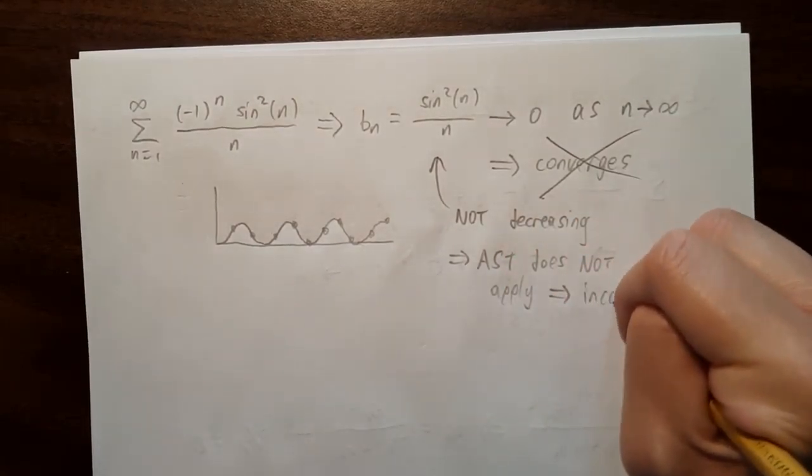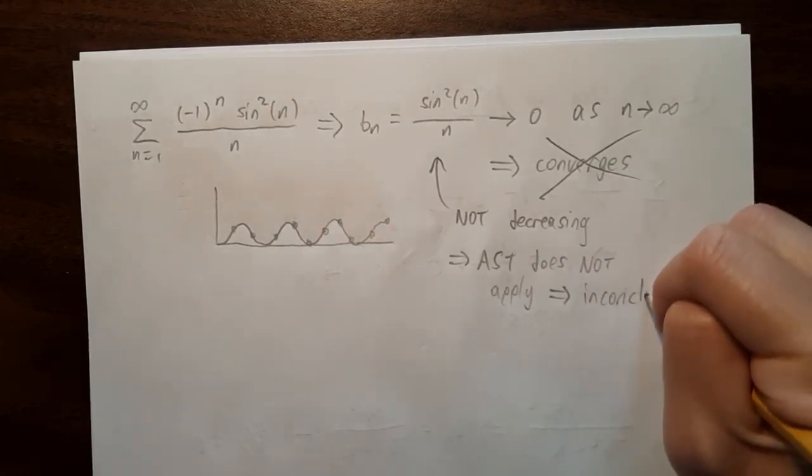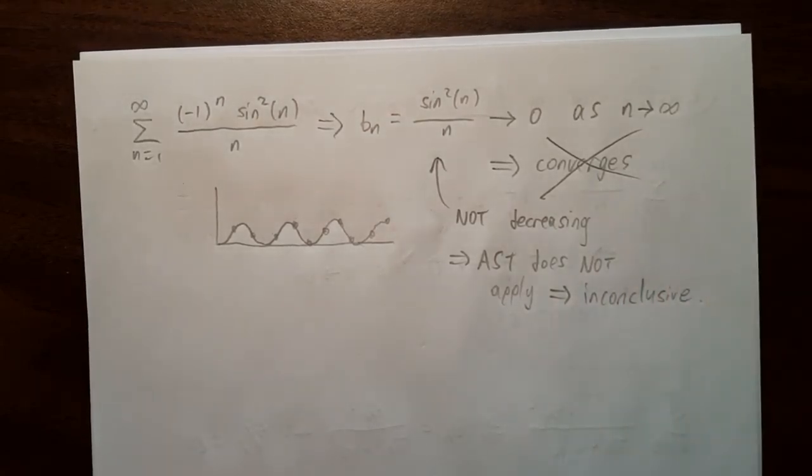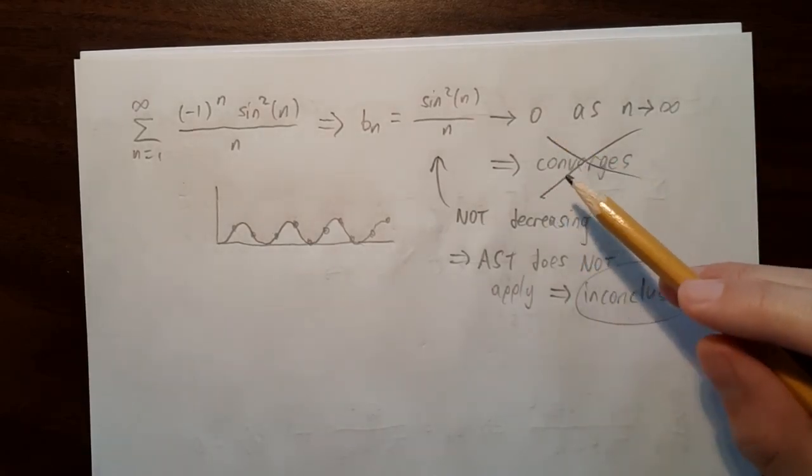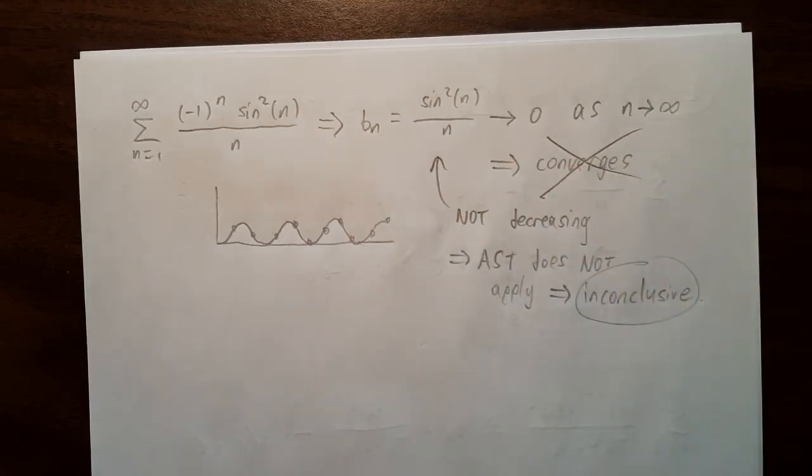So it's inconclusive, in other words. Note that doesn't mean that I was necessarily wrong about convergence. This thing might converge as far as we know, but the alternating series test is not going to be able to confirm or deny that. It is just inconclusive.